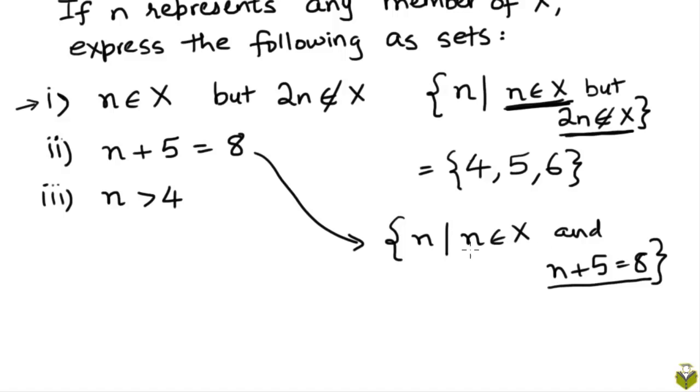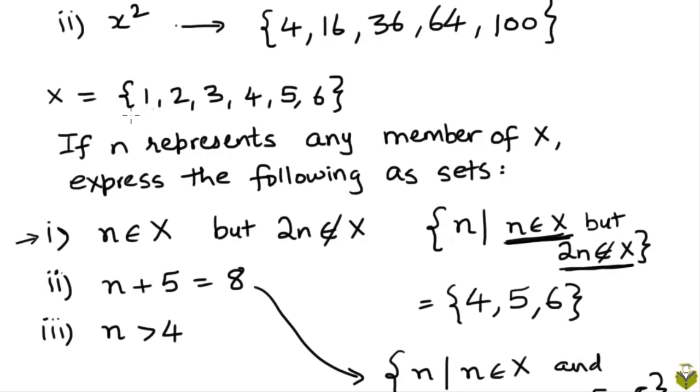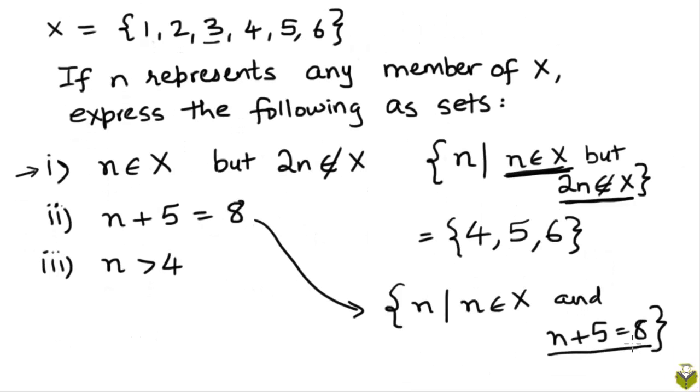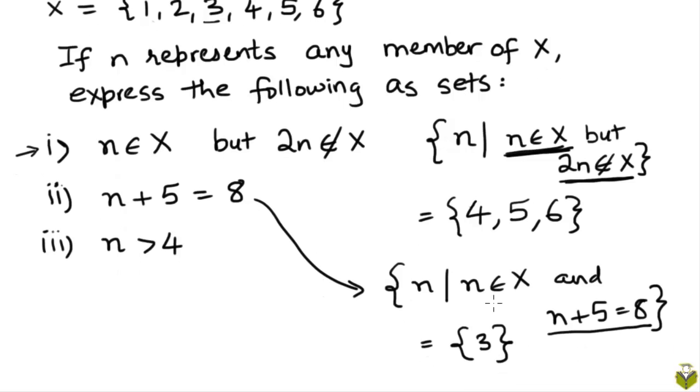Now, is 3 an element of X? Yes, it is. Since 3 is an element of X and 3 plus 5 is 8, 3 is the only number which satisfies both of these properties. So the second set is just the singleton set 3. In set builder form, this is how we represent it. In roster form, this is how we represent it.